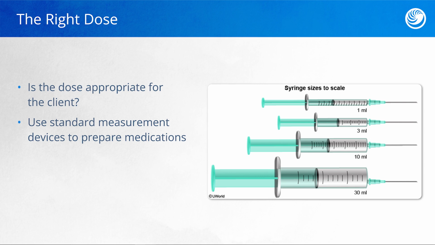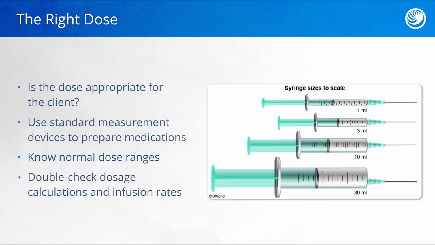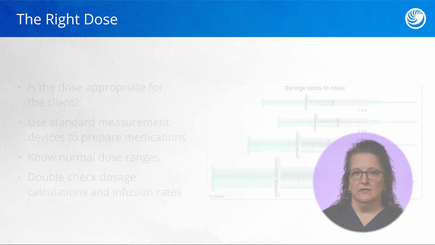You also want to know the normal dose ranges. Does this seem like a normal dose of this medication? Is it normally 40 milligrams and today it says 400 milligrams? Maybe a mistake was made. And you can double check dosage calculations and infusion rates. Some facilities require another nurse to sign off on that, sometimes for insulin dosing or even heparin.